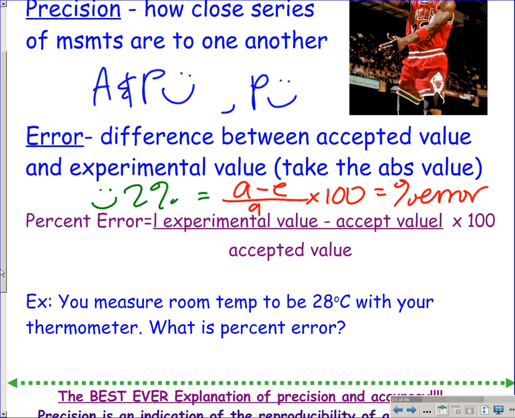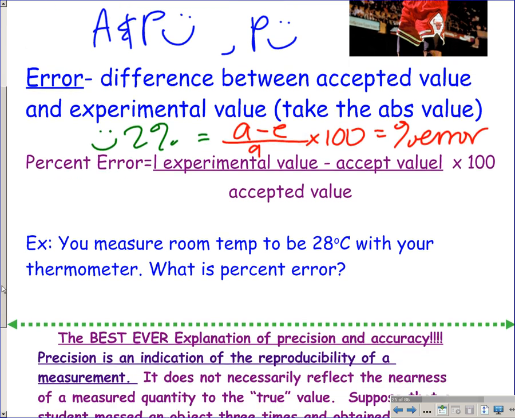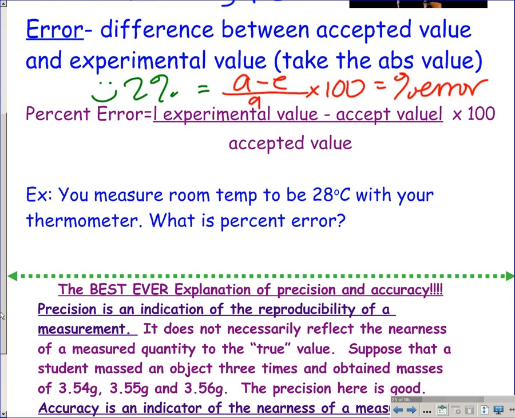I'm not quite sure what they did in the lab, but it can happen. So sometimes we gauge ourselves on our abilities based on our percent error. So in our reading, you measure room temperature to be 28 degrees Celsius with your thermometer. What is percent error? What do you have to know? What's room temperature? 25. I didn't tell you it, but you know the accepted value is 25 degrees C. How do you do your percent error?